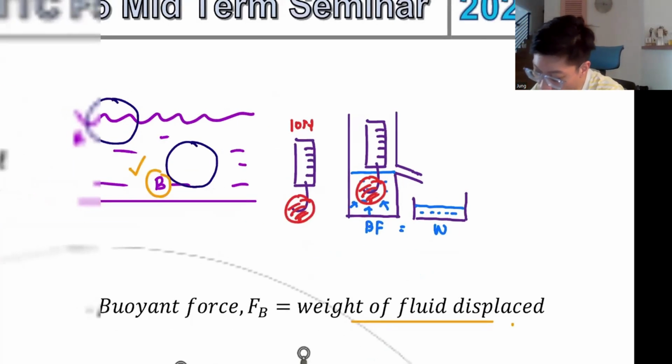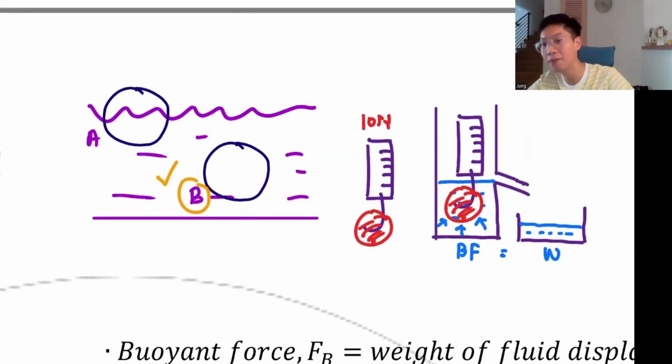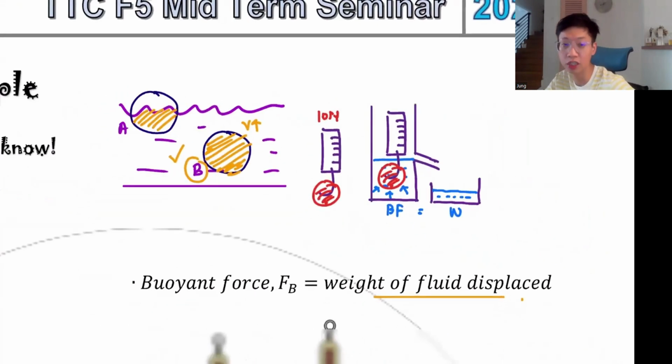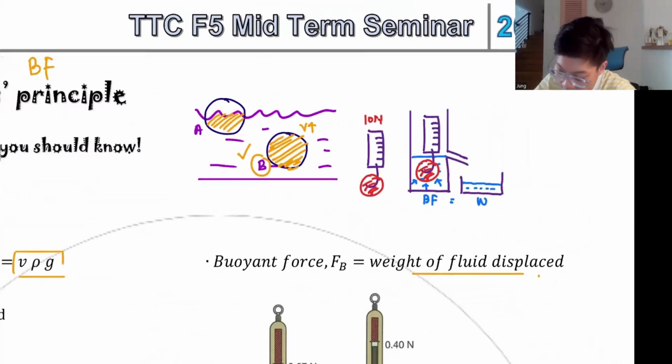So therefore, in this A and B, let me ask you a question. Who pushes more water out? Obviously B, right? Correct, because we compare the volume of the object submerged in the water. In this situation, B actually has a larger volume of water submerged. So therefore, B has a larger buoyant force than A.